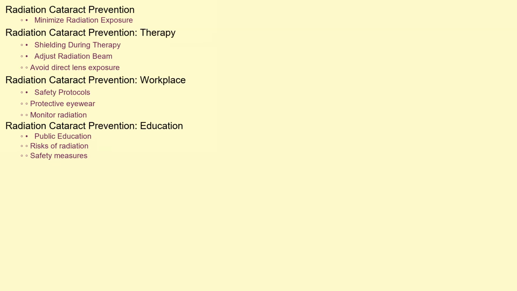Prevention of radiation cataracts focuses on minimizing radiation exposure. During radiation therapy, using shielding devices to protect the eyes is crucial. Adjusting the radiation beam to avoid direct exposure to the lens is also important. For individuals working in radiation-prone environments, adherence to strict safety protocols, including the use of protective eyewear and monitoring radiation levels, is essential. Public education about the risks of radiation exposure and proper safety measures can also contribute to prevention.